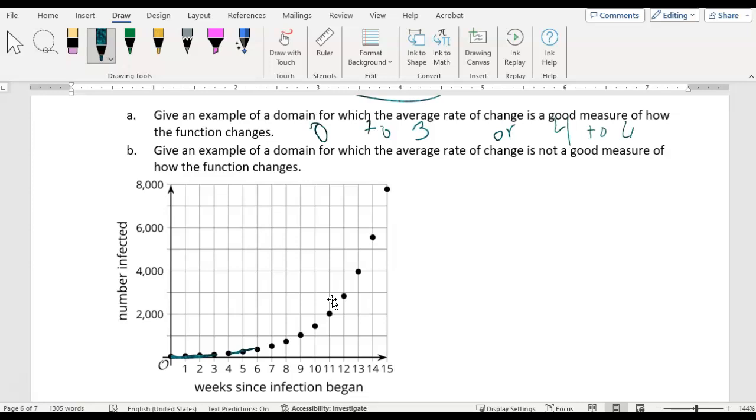Give an example of a domain for which the average rate of change is not a good measure of how the function changes. Remember, domain is your x values. Well, if you were to do 0 to 15, 0 to 15 is terrible, right? Because if I were to calculate the slope of this line, it's going to be pretty steep compared to here, but then not steep enough compared to this line here, right? So here, this average rate of change would be much too big, but here the average rate of change would be much too small.